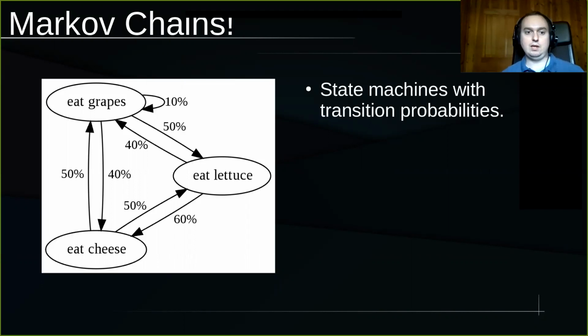So let's say you started off at the eat grapes bit, and you rolled a 10-sided die. If you got a 1, maybe that means you go back to eating grapes. If you get a 4 through 5, maybe that means you go to eating cheese, and so on and so forth. Whenever you transition to the next state, you roll the dice again and see where you go. After so many iterations, you can look at the chain of how everything proceeded.